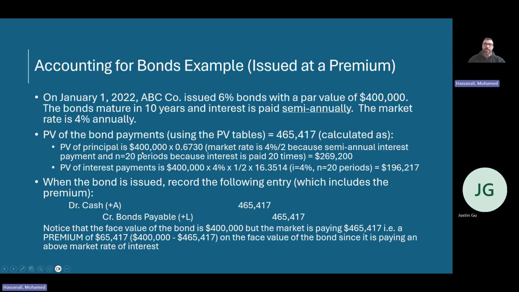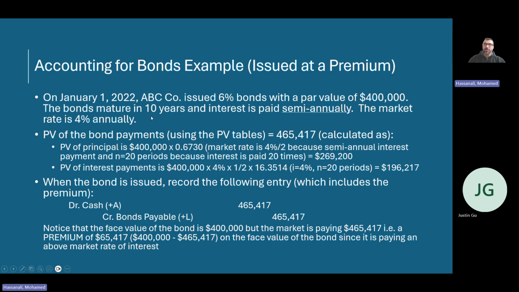Okay, so go through the same mechanics as we did before. Present value of the bond using the PV tables should be 465, which is higher than the 400. That's the face value. How do you get that present value? You take the present value of the principal, add the present value of the interest payments. Present value of the principal is the 400,000 times the factor. So the present value factor in this case is taking the market rate of 4%, dividing that by 2 because it's a semi-annual payment, so 2%.